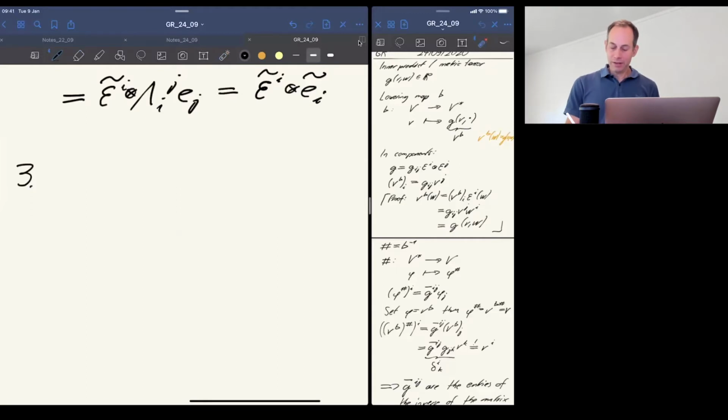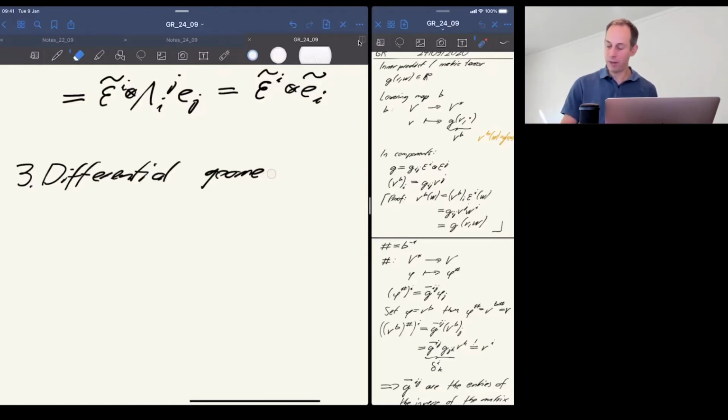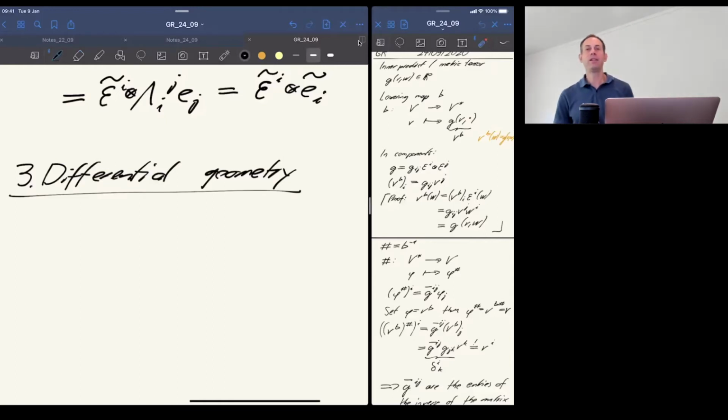But now I think it's time to move on, unless, of course, there are now questions. I'm very happy to take questions before starting with this new chapter. The new chapter will be the one I announced now several times. It will be a chapter on differential geometry.